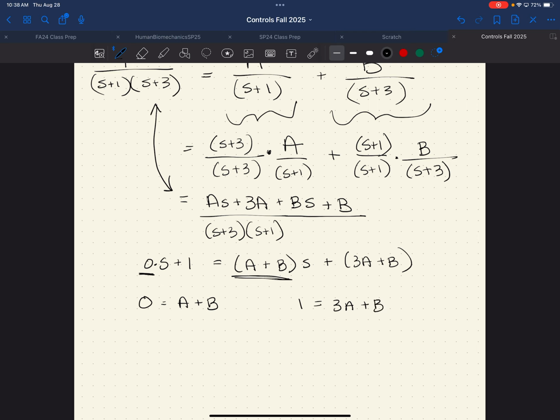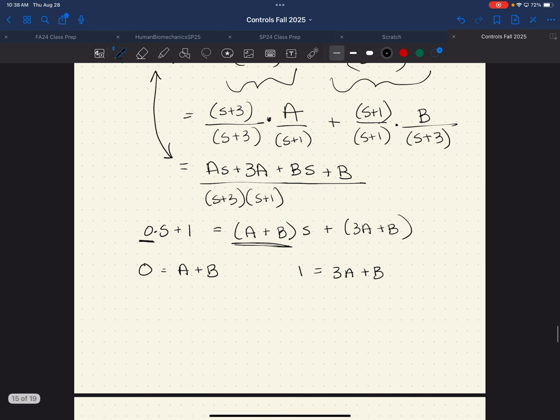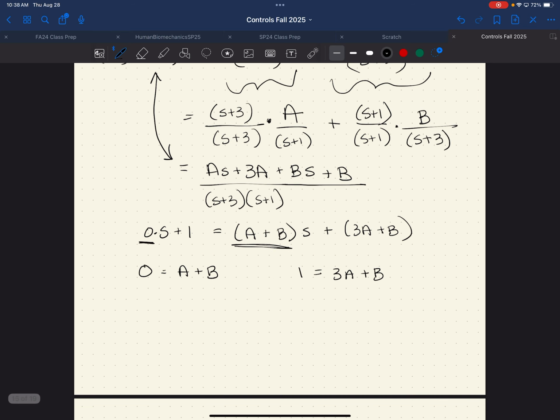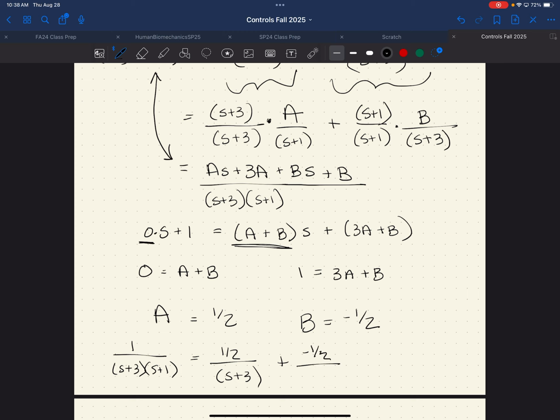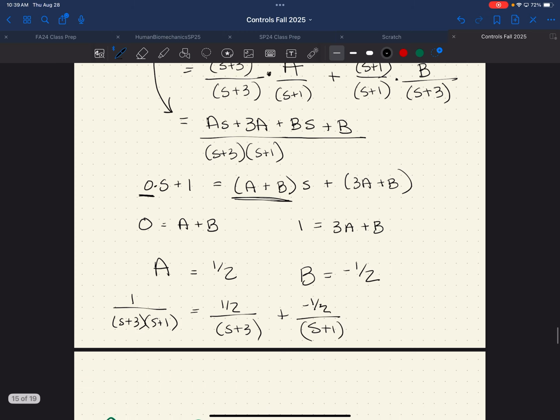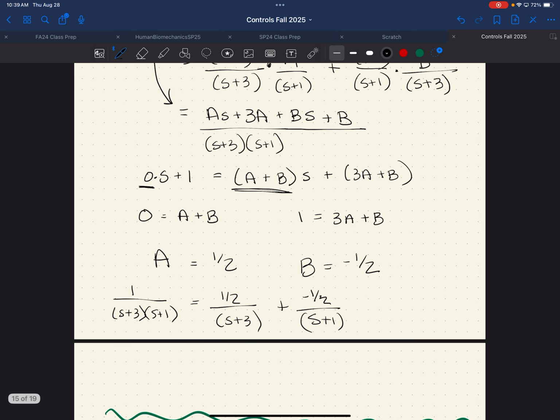I am running out of time more than I hoped, so I'm going to ask you to have faith in me that big A comes out to, I think, 1/2, and big B comes out to minus 1/2. Which means that 1 over s plus 3, s plus 1, equals 1/2 over s plus 3 plus minus 1/2 over s plus 1. And this is something that we can take an inverse Laplace transform of. I can take an inverse of the left and I can take an inverse of the right.